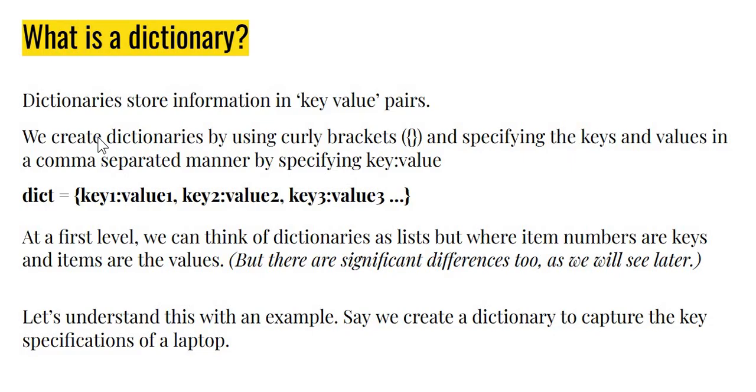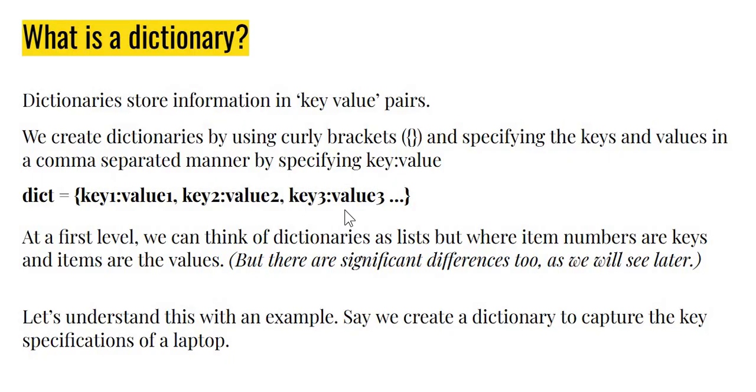What is a dictionary? In simple words, dictionaries help us store information in what is known as key value pairs. We create dictionaries by using curly brackets and specifying the keys and the values in a comma separated manner. For example, as shown here: dictionary, curly bracket, key 1, colon, value 1, comma, key 2, colon, value 2, and so on. It can have any number of keys.